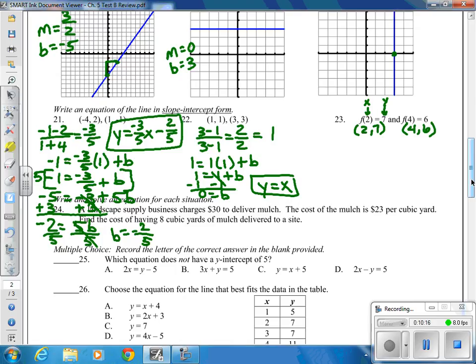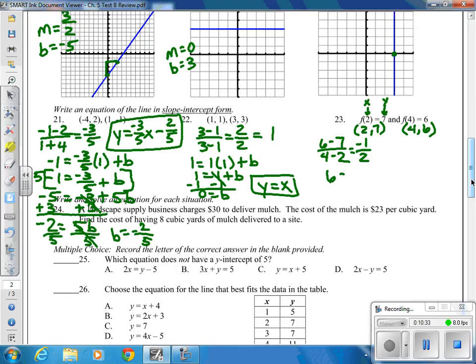Find the slope just like normal. So we have 6 minus 7 over 4 minus 2. 6 minus 7 is negative 1. 4 minus 2 is 2. So my slope is negative 1/2. Pick one of the ordered pairs, and since I'm dealing with 1/2, I'm going to use (4, 6), just because I know 1/2 goes into those numbers nicely.